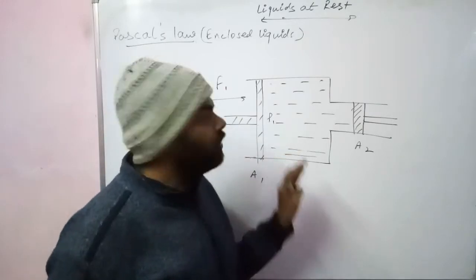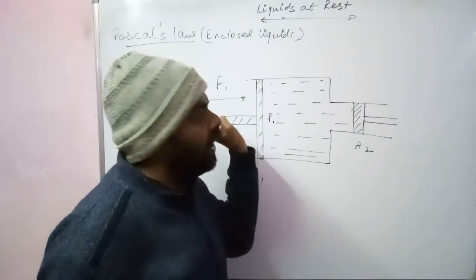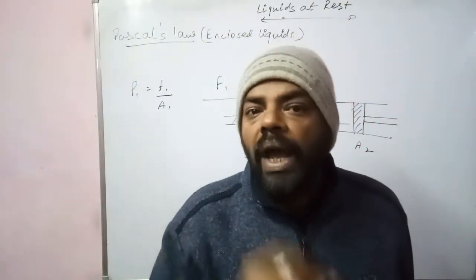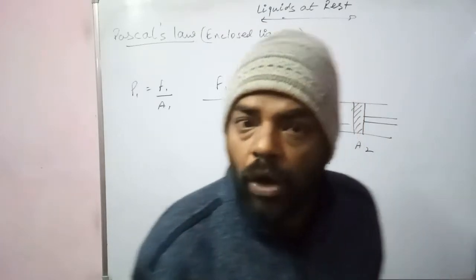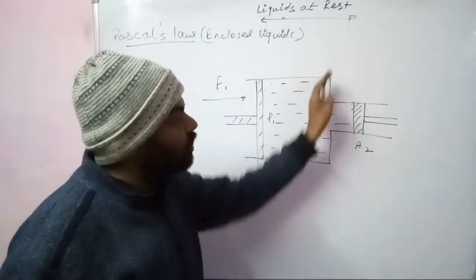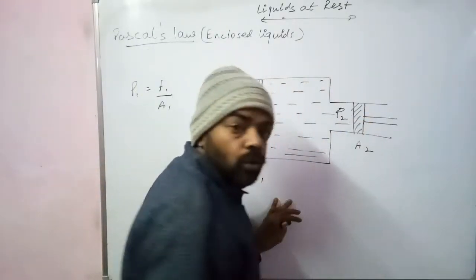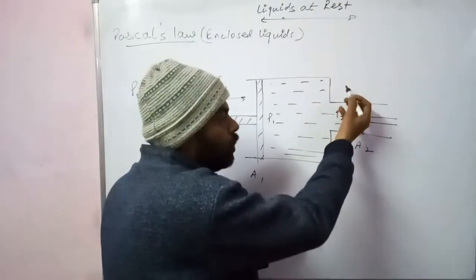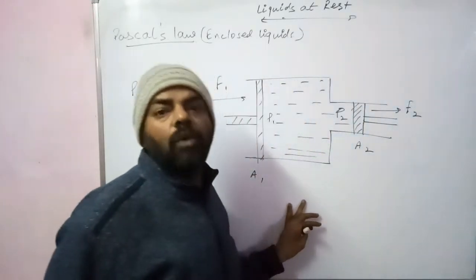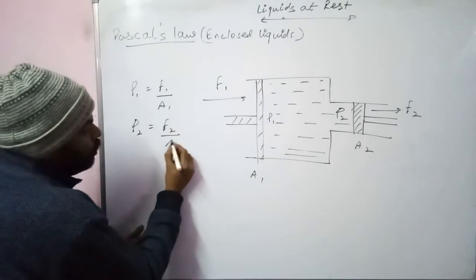Now what will happen? The increase in pressure on the left side of the enclosed liquid will get transmitted throughout the liquid. That is, this increase in pressure will appear equally at every point in an enclosed liquid. When we exert the force on the piston, the pressure is exerted on the liquid. Now this enclosed liquid will exert a pressure, let us suppose P2, on this piston. Due to the pressure exerted by the liquid on this piston, a force, let us suppose F2, is exerted by the liquid on the piston. The pressure P2 is written as the force F2 divided by A2.